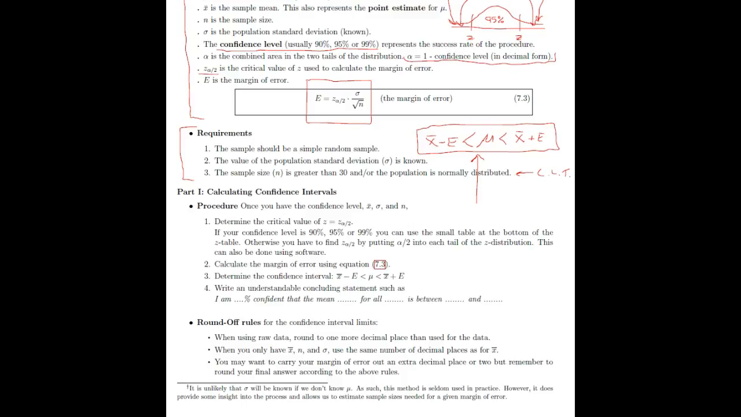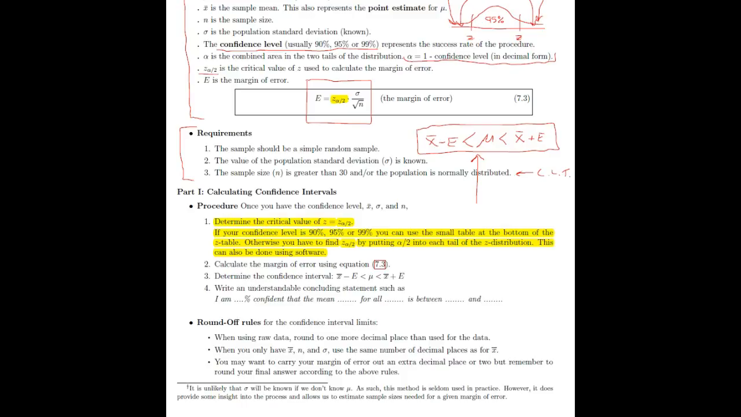So how do we calculate our E? Well, there are three parts to our E. There's the z sub alpha over 2, right? And that we need to do by analyzing our confidence level. We made a little table, and this can also be found in the back of the textbook. Each confidence level has a designated alpha over 2 for it, z sub alpha over 2.